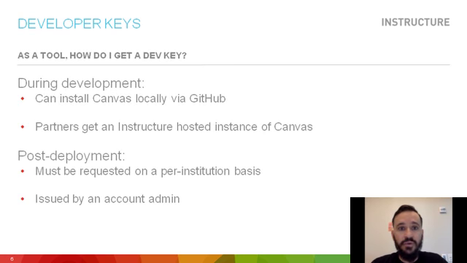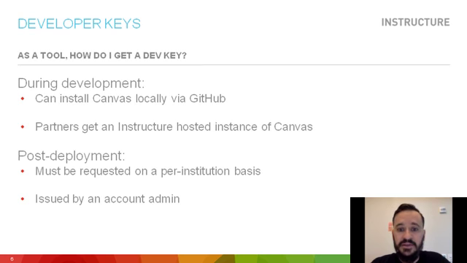So how does a tool get a developer key? I get this question a lot from tool providers. I always say during development, you can either install Canvas locally via the GitHub repo, which is in the resources section in this presentation here. I think it's toward the left. And then they could also partner with Instructure. If someone does end up partnering with us, they also get an Instructure hosted instance of Canvas so that they don't have to deal with installing locally.